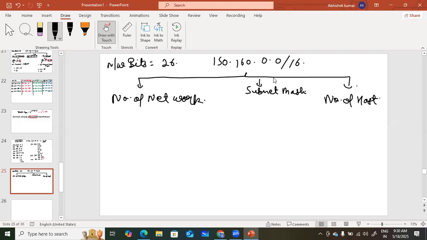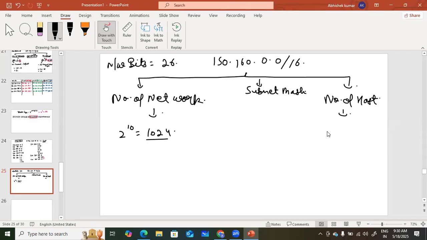All done? Can we discuss? Okay, so what was the number of networks? 2 to the power of 26 minus 16, which is 2 to the power 10. Yeah, exactly, totally correct. It will be 1024. What about the number of hosts?